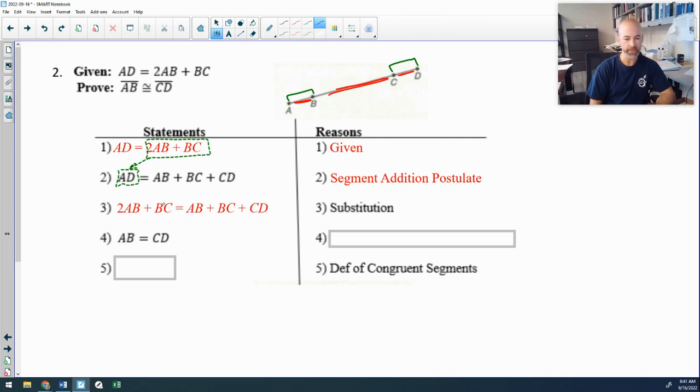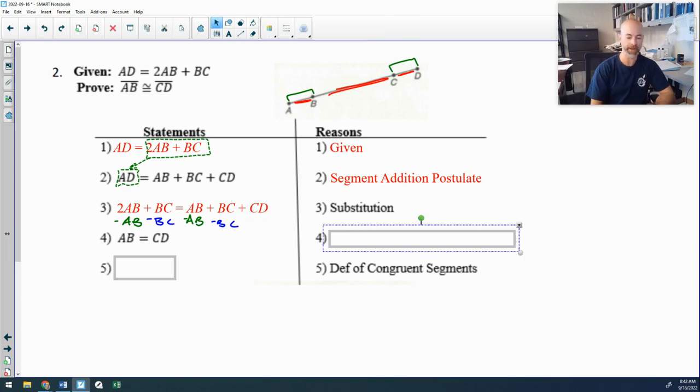We have BC on each side, so I can subtract BC from both sides of the equation. And I have an AB. I have 2 on the left side, 1 on the right side, so I can subtract an AB. And when I do that, the BC subtract out. This AB subtracts out. 2AB minus AB is 1AB. And we're only left with the CD on the right side.